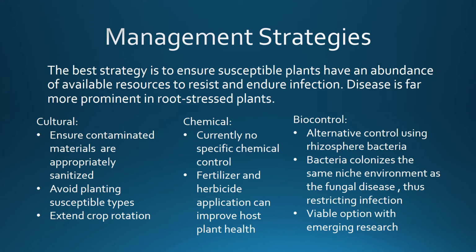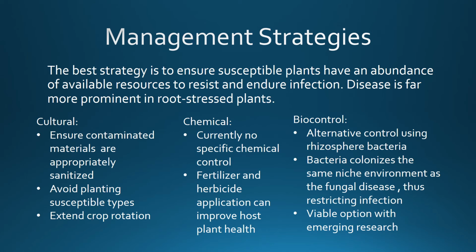Currently, research is lacking in knowledge-based strategies for managing root infections. That being said, there are multiple management strategies that could be implemented. The best type of control is to simply ensure that susceptible plants have enough available resources to resist and endure an infection, as the disease is far more prominent in plants experiencing root stress. Ensure that contaminated materials are appropriately sanitized. Avoid planting susceptible types or plant cultivars with high resistance.